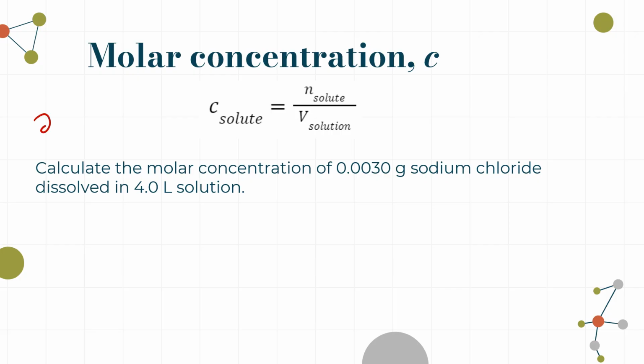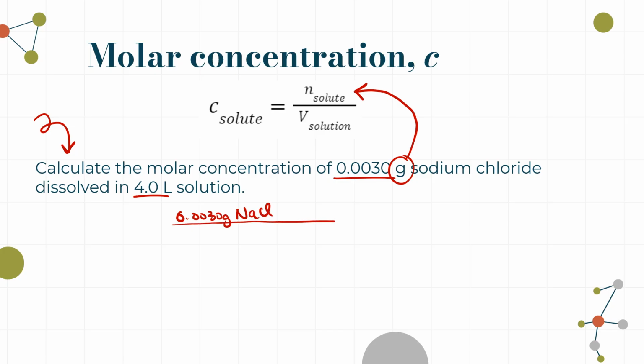Let's do just one more problem with this formula. We're going to calculate the molar concentration of 0.0030 grams of sodium chloride dissolved in 4 liters of solution. Super similar to the last problem, except I've got grams, and we definitely need moles for this formula. So we're going to convert our grams of sodium chloride into moles of sodium chloride. We do that using the molar mass from the periodic table.